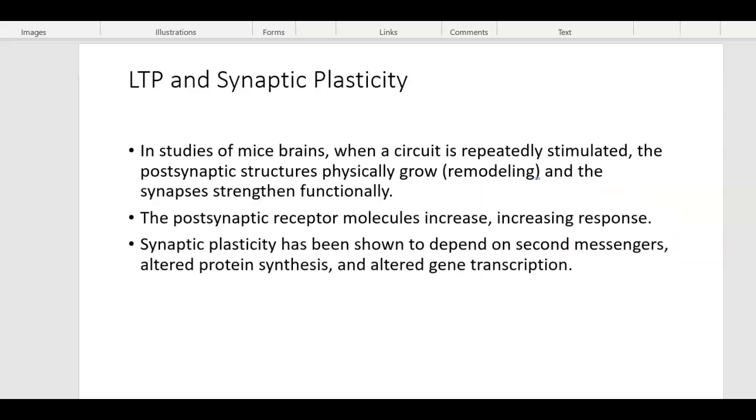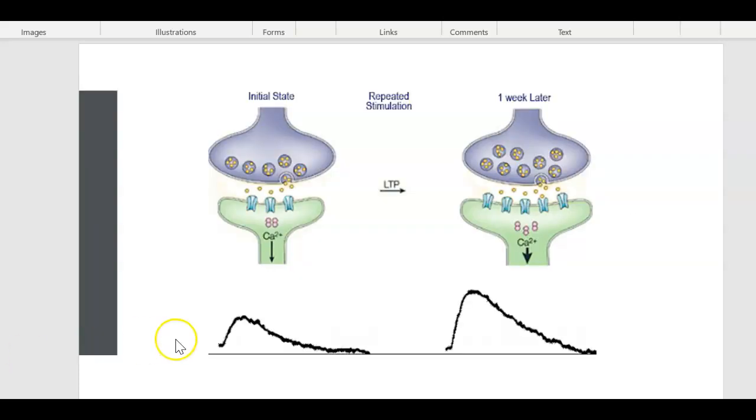And this concept of LTP is the idea that these synaptic areas can change and become far more responsive. Here's just a little view to remind you of that. Here's the initial activity at these two neurons in their synapse. Then when we have repeated stimulation on that same circuit, one week later we notice that the postsynaptic side is broader. It has more receptors in it. We have more neurotransmitter over here. And so we get a much bigger response.